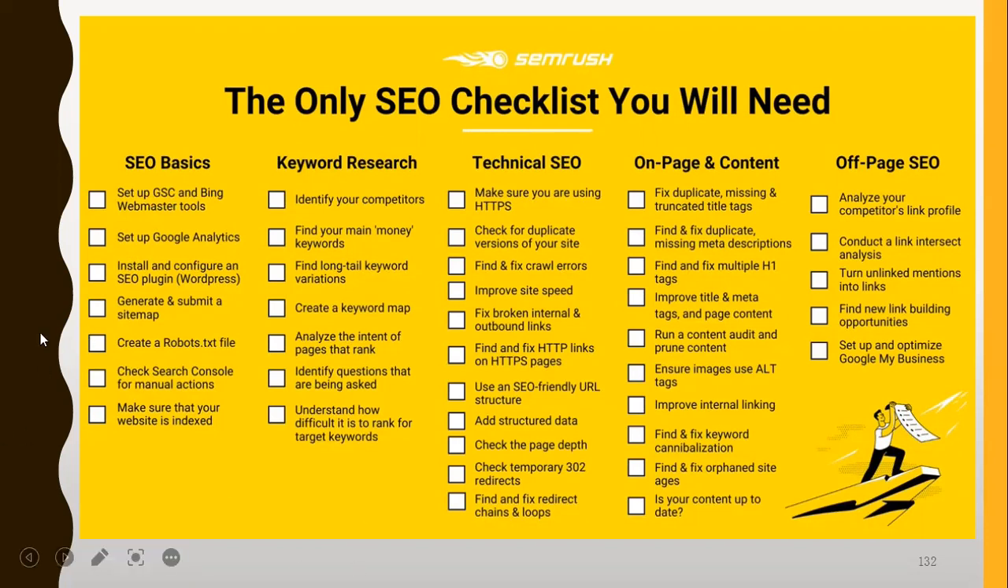So you want to, for your website, generate a sitemap. There's a plugin if you use WordPress that can do that very easily for you. You want to install an SEO plugin because it gives you suggestions on how to put up your keywords and your tags. You want to make sure that you have a robots.txt file. Not too compulsory, it's optional. And make sure your website is indexed.